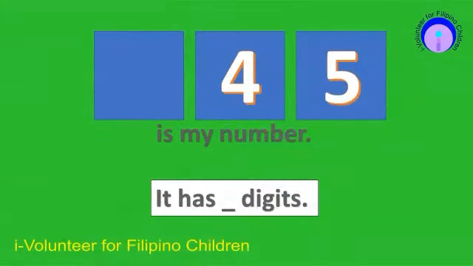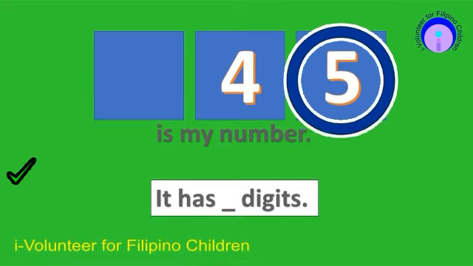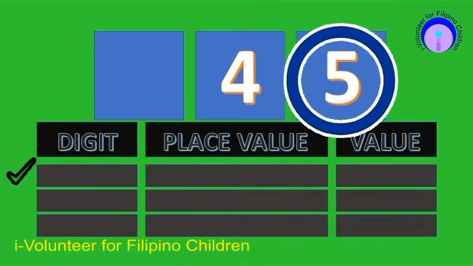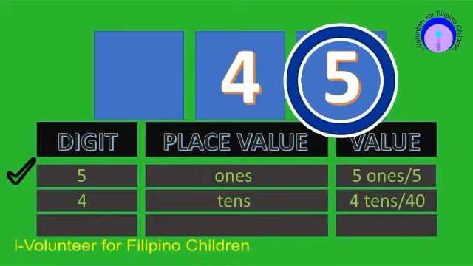What is your number? How many digits does your number have? 45 is my number, and it has 2 digits. What digit do you have? What place value does it belong to? What is the value of your digit? Digit 5 is in the ones place, and it has a value of 5 ones, or 5.